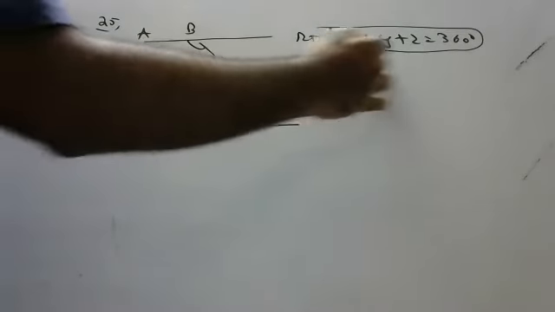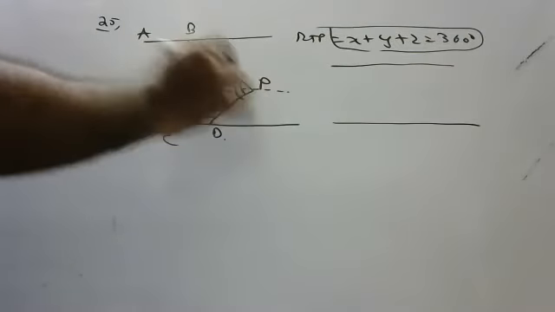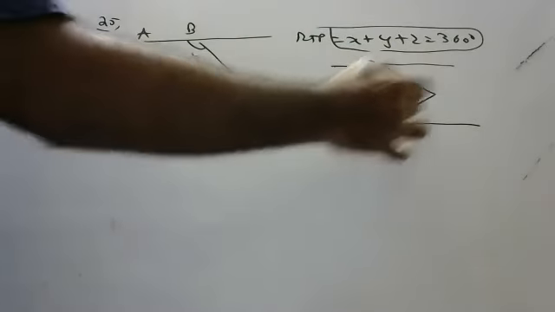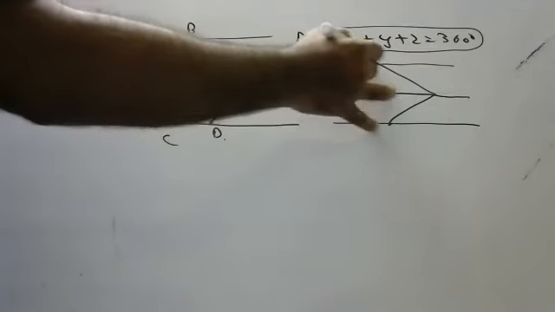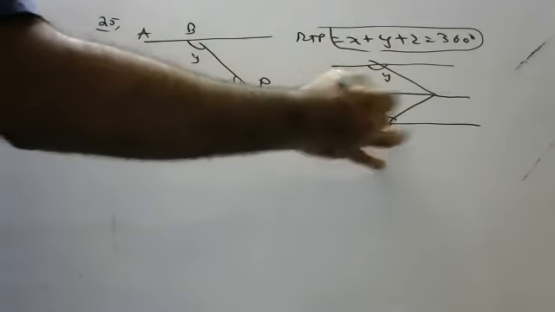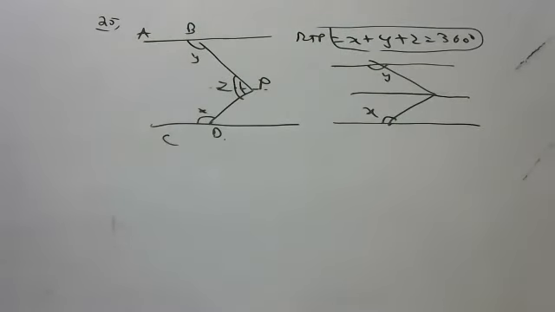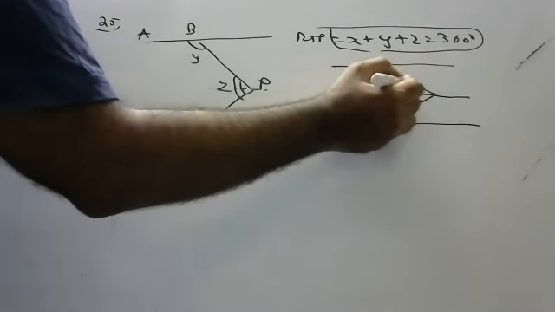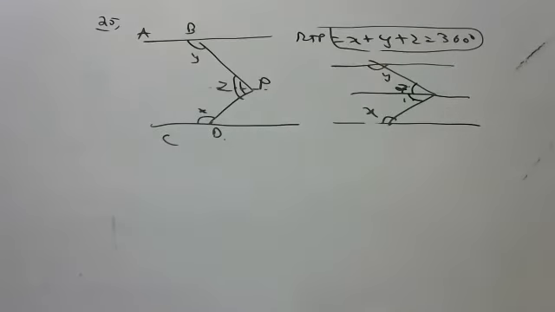I'll draw another figure because you will get confused. This is Z. Please concentrate here, children. This is y, and this is x. I will label angle 1 and angle 2. What is 1 plus 2? Z. Very good. 1 plus 2 is Z.